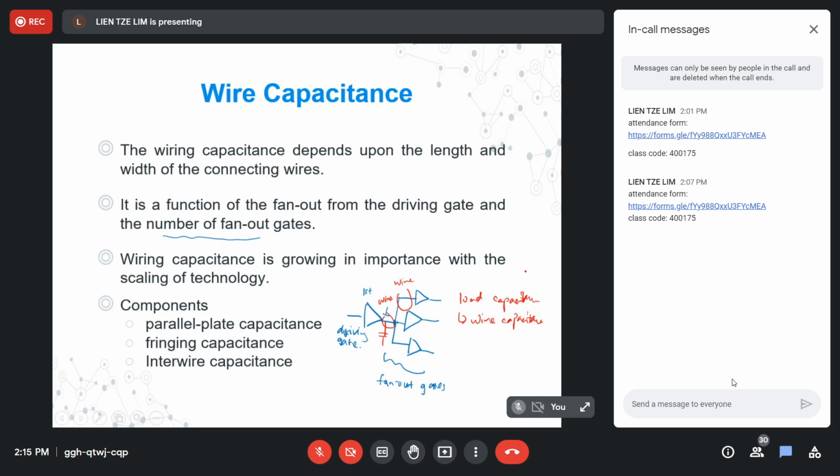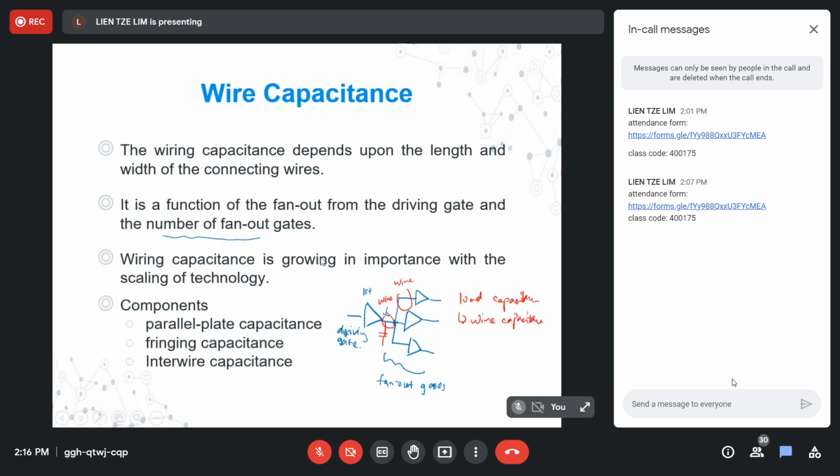Wire capacitance is growing in importance with the scaling of technology. Why is that? Wiring capacitance is growing because when the feature size of a transistor gets smaller, the number of wires used will be increased. And the increased number of wires, depending on the width and length that is used, can actually affect the whole system.